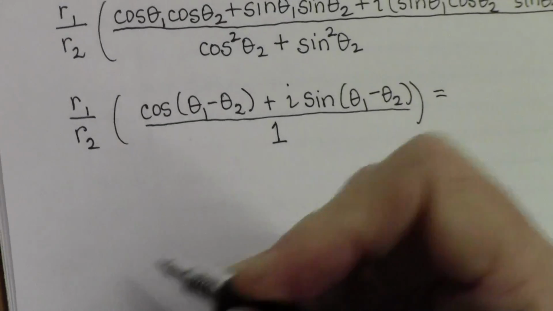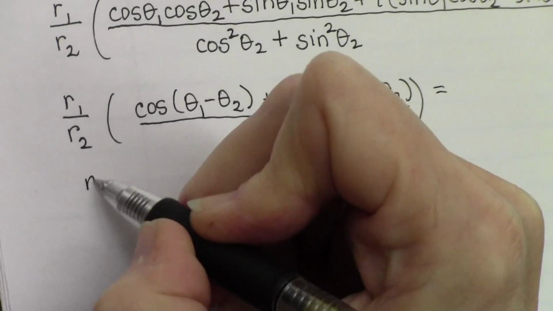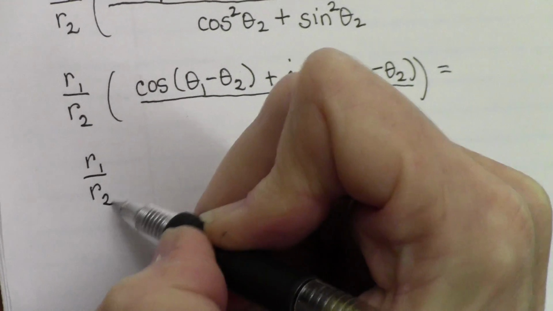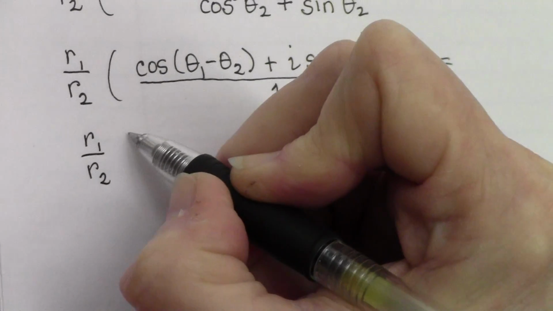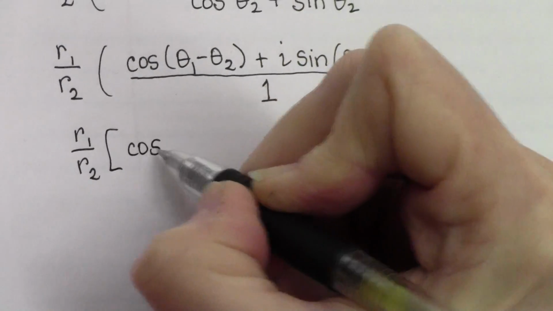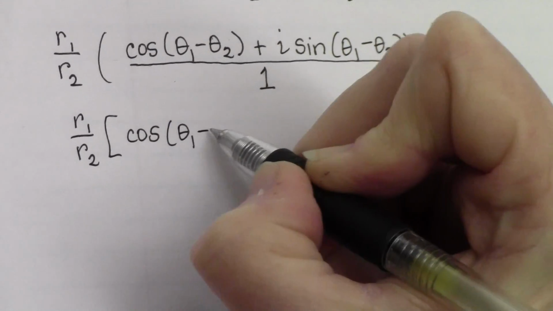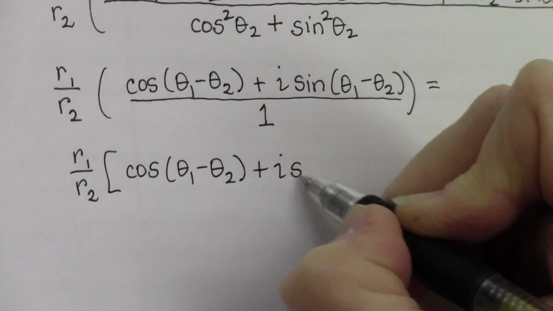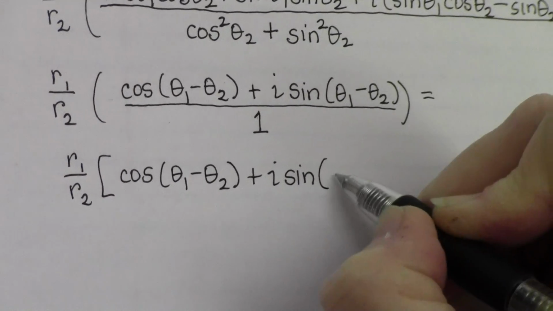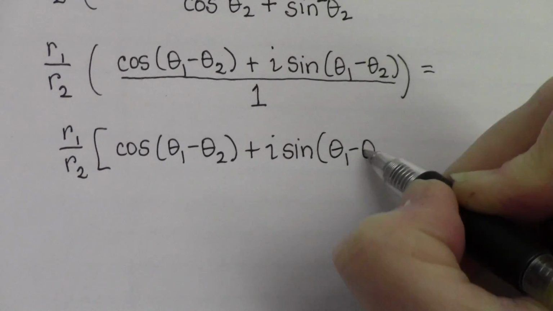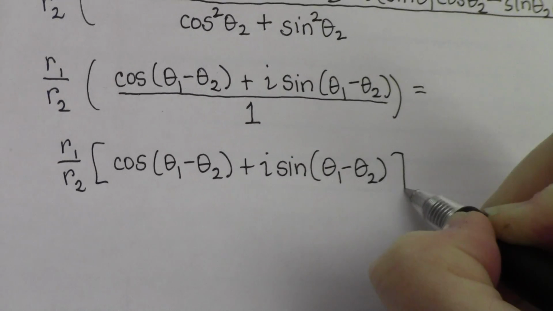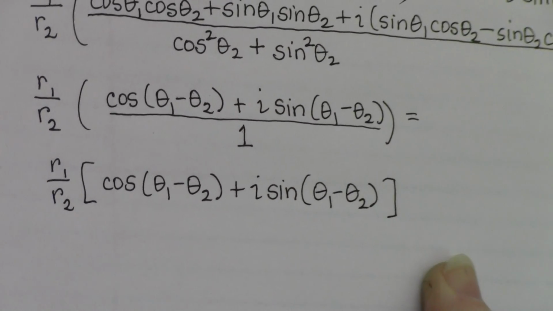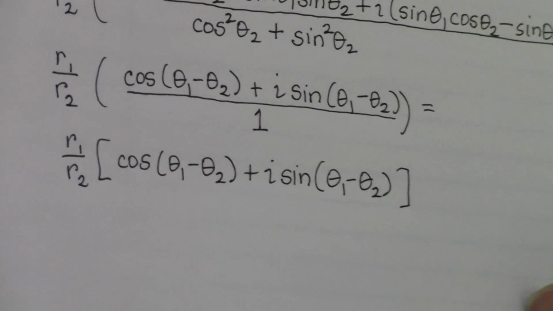I'll just rewrite it because we don't need the denominator at all. It's r sub 1 over r sub 2 times cosine of theta sub 1 minus theta sub 2. You subtract the angles, do the same thing again, theta sub 1 minus theta sub 2, and you divide the r values, and that's all there is to it. Subtract the angles, divide the r values.